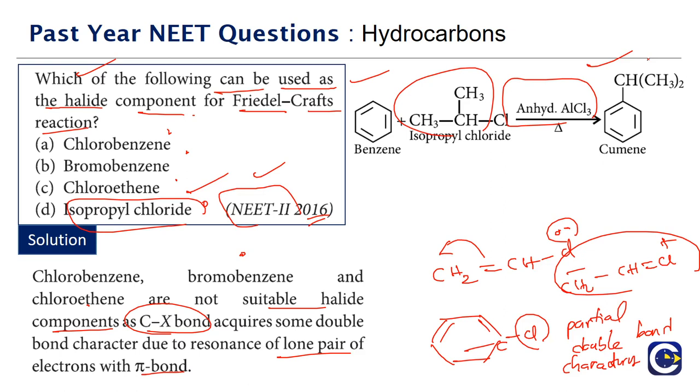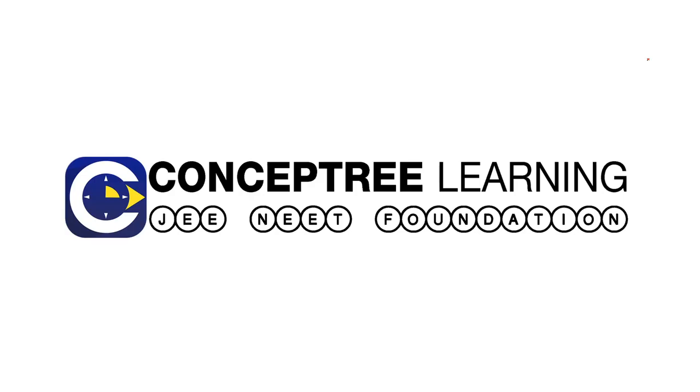That is the reason why aryl halides are less reactive. Why? Normal alkyl halides show reactivity in nucleophilic substitution reactions, etc. Aryl halides, because of the partial double bond character of the carbon-chlorine bond, are generally less reactive than alkyl halides. So the correct answer for this is option D. This is about the part 1 video, and we will see the rest in part 2.